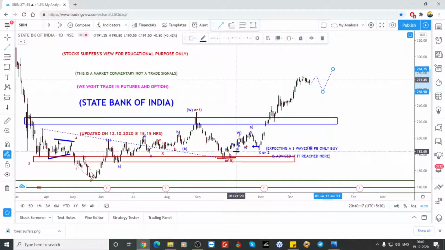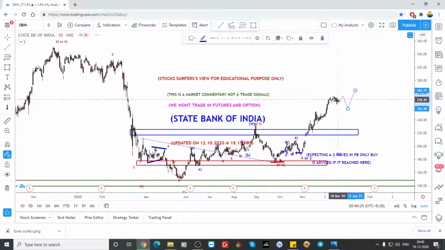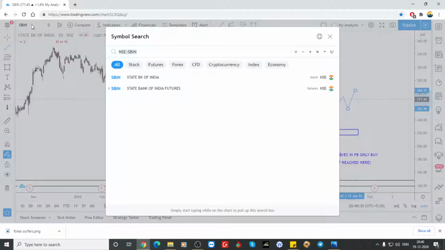So we have to look here, because if ABC is a 1, ABC as a 2, ABC as a 3, means ABC 4, so it could be a diagonal triangle also. So in this zone we have to watch, and then we have to enter in this SBIN.